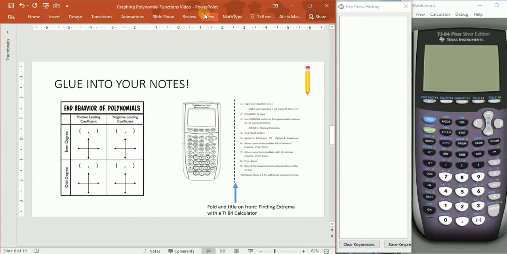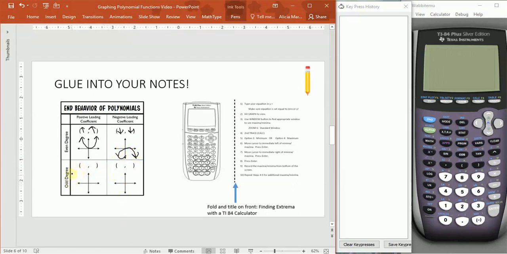So, end behavior of polynomials. Here's something that we're going to want to remember. If it's a positive leading coefficient and an even degree, that means you're going to be going up on both sides of the graph. It's going to do something like this. If it's a negative leading coefficient, you're going to go down on both sides if it's even. So it's going to go something like this.